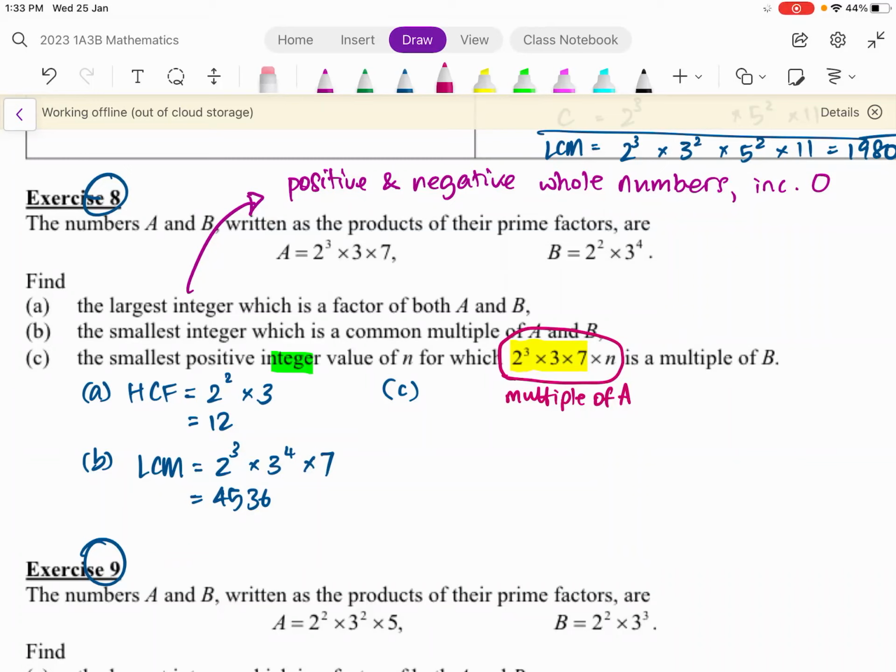Is there a faster way? Is there a faster way by comparing this 2 cube, 3 power 4, and 7? Compare this. Okay, you can talk to your friends, think about it. Is there a faster way to find n without using 4536 divided by this? By simply comparing 2 cube, 3 power 4, 7 with this. If you think there's a faster way, write it down. What is the answer for n? And then you take your calculator, 4536 divided by this, you get the same answer. If you do, you are correct.